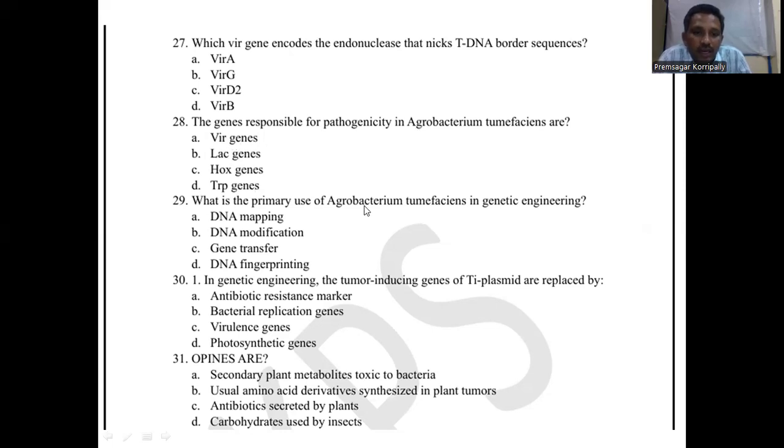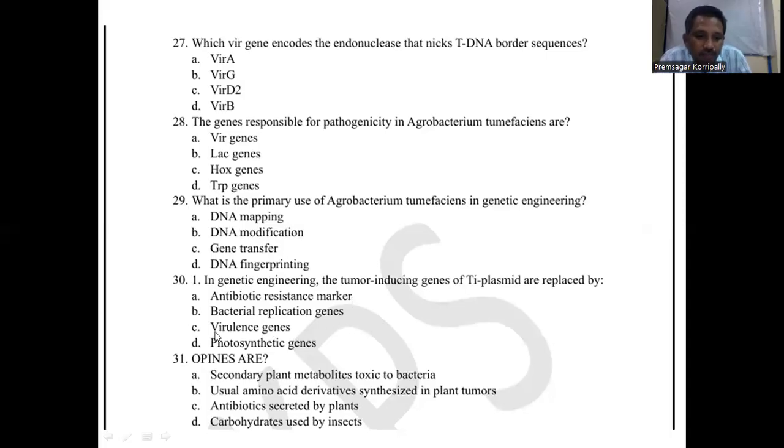What is the primary use of Agrobacterium tumefaciens in genetic engineering? DNA mapping, DNA modification, gene transfer, or DNA fingerprinting. The answer is C, gene transfer. In genetic engineering, the tumor-inducing genes of the Ti plasmid are replaced by antibiotic resistance markers, bacterial replication genes, virulence genes, or photosynthetic genes. They are replaced by antibiotic resistance markers to select the transformants. The answer is A.